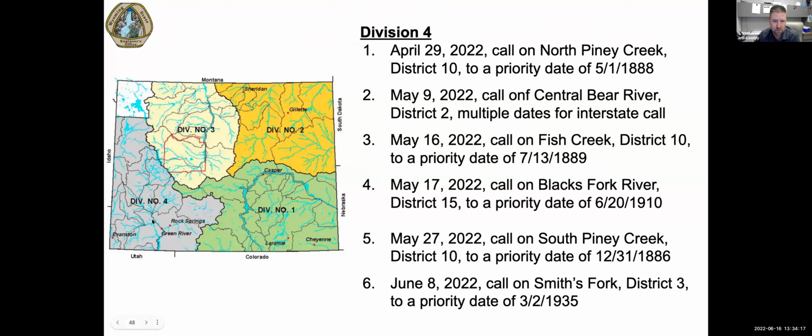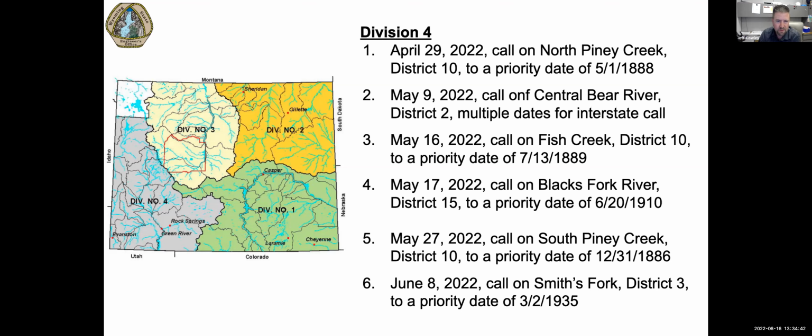We've got lots of calls going on here in Division 4. I don't know that I want to read through them all, but we have a call on North Piney Creek, the Central Bear, Fish Creek, Blacks Fork River, South Piney Creek, and Smith's Fork. Some of those are territorial right calls and some are permitted calls. So it's dry in Division 4, and you can see that here by the amount of calls we have in this division.